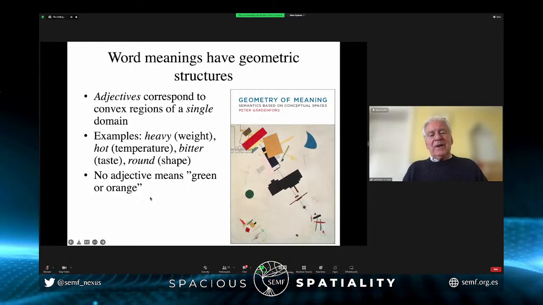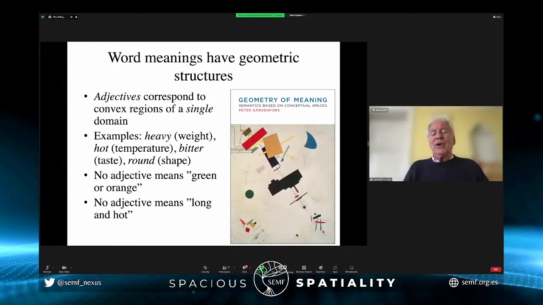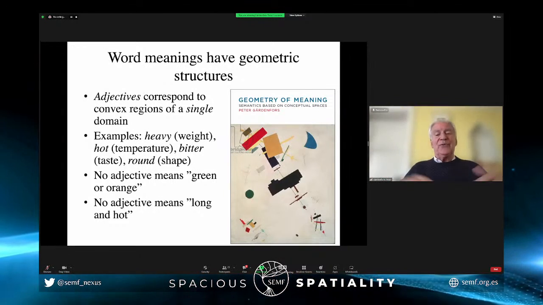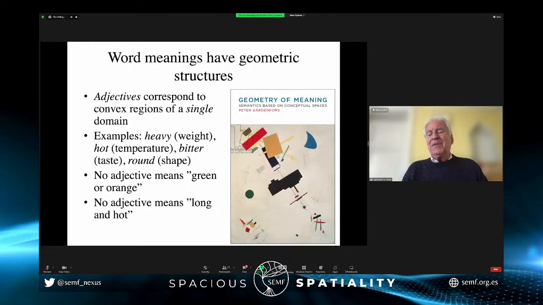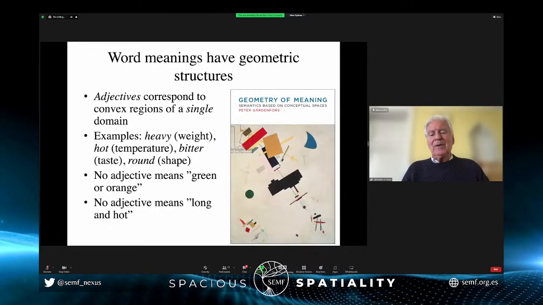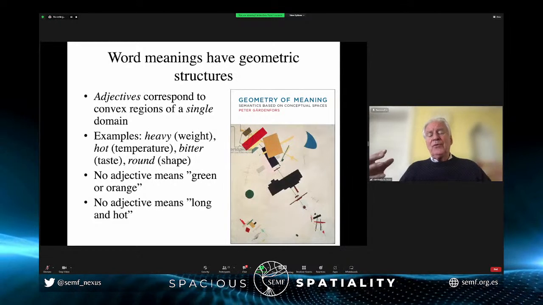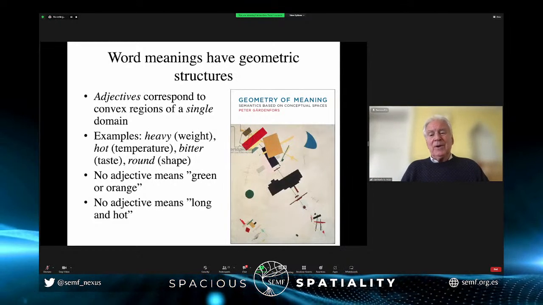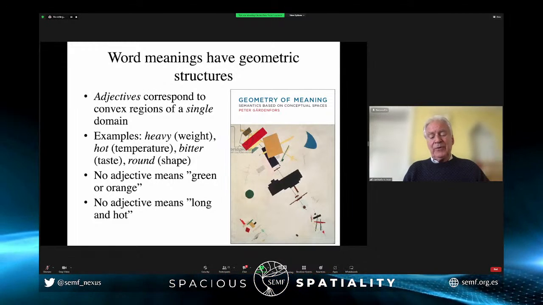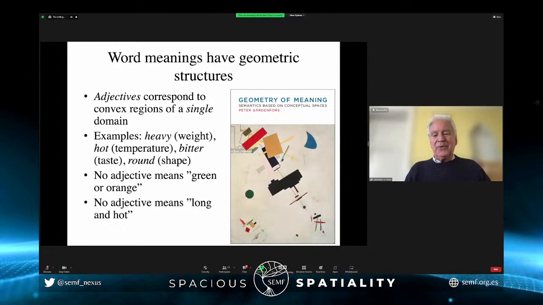And furthermore, this idea of a single domain leads to the prediction that there is no adjective that means long and hot. In a natural language, of course, we can define new words that have these meanings. But these are not words that show up in the language that children start learning, because such an adjective would involve two domains. And that's forbidden according to my hypothesis here. So these are two empirical predictions. I haven't tested them extensively. I'm not an empirical person myself.